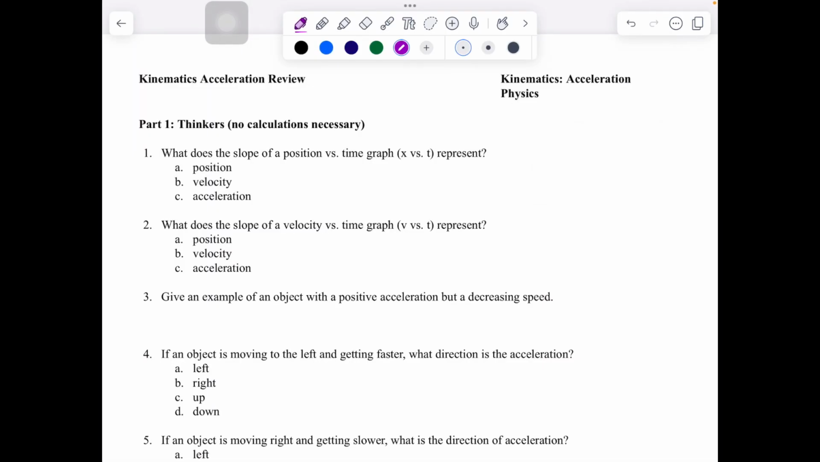Alright, today we're going to go over our acceleration review. Number one, what does the slope of a position versus time graph represent? Well, the slope represents the velocity. Slope is rise over run. The rise on a position time graph is your position in meters. The run is your time in seconds. So rise over run, meters over seconds, that's our velocity.